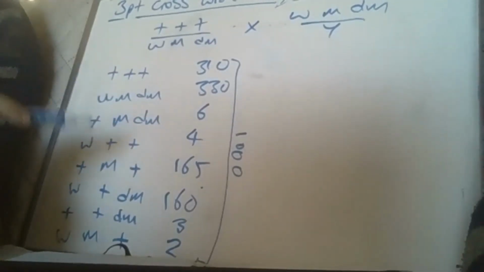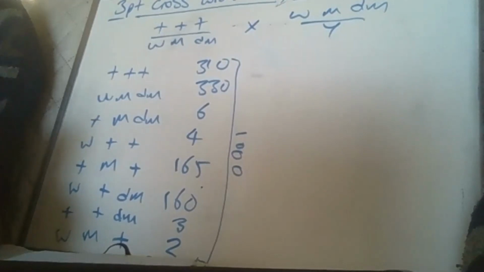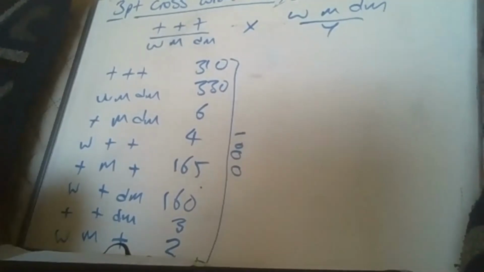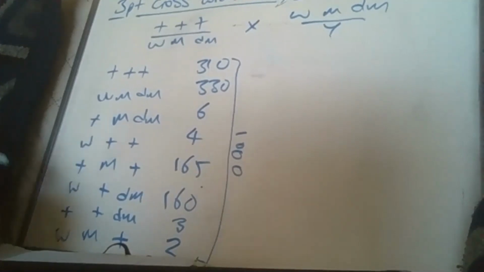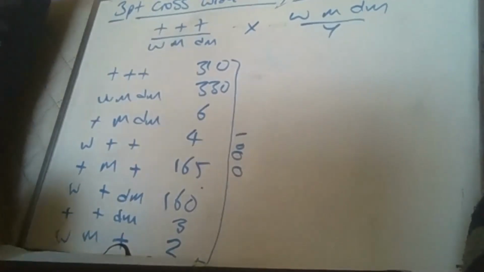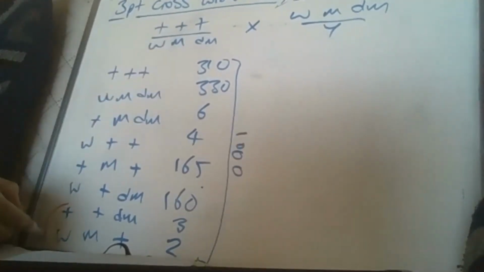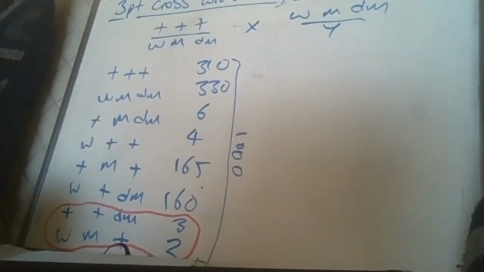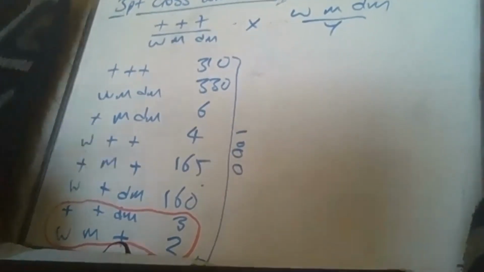Okay, so which are the double recombinants? Which are the double recombinants out of all of these? 3 and 2. These ones. Ooh, let's use a different color. Okay, these are the double recombinants. So let's do it up in this color.